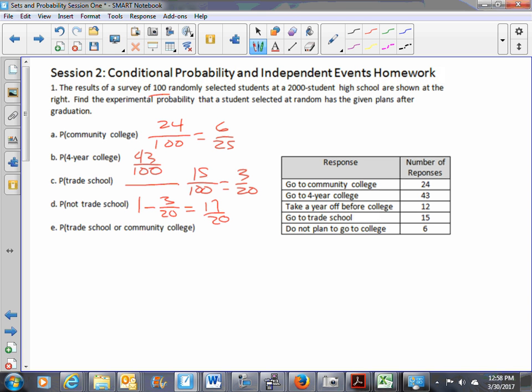And the probability trade school or community college. Now for trade school or community college, we would put the number that are going to go to the community college plus the number that would go to trade school on the top, and we would put 100 on the bottom. Now 24 plus 15 is 39, and 39 and 100 don't have any factors in common, so we would just say 39 over 100.